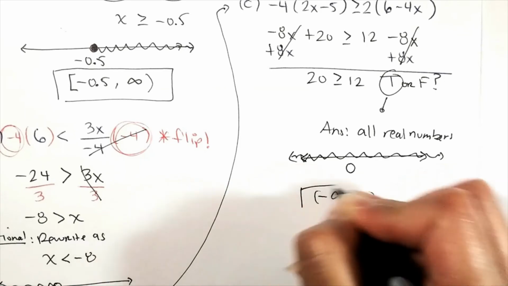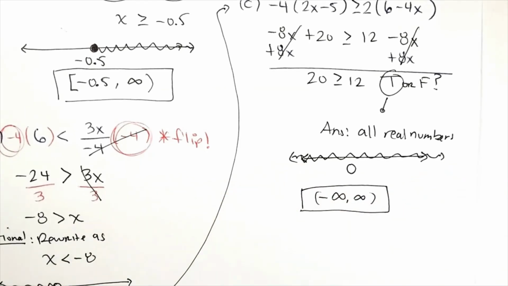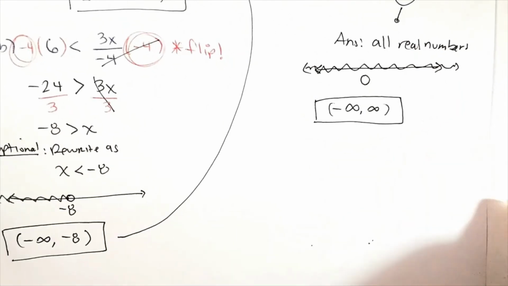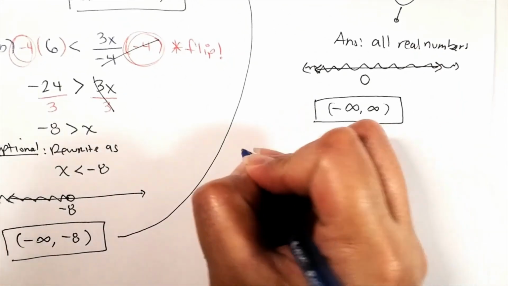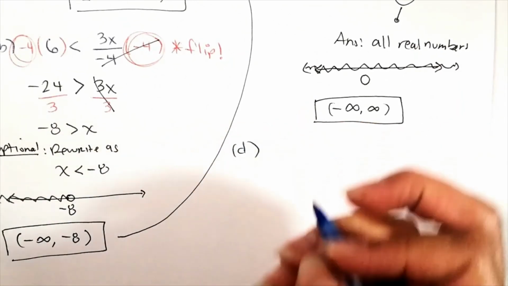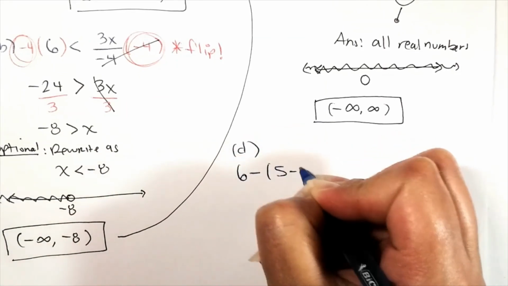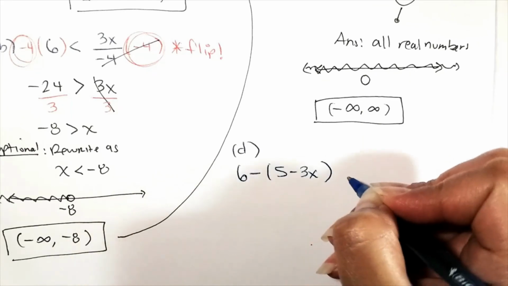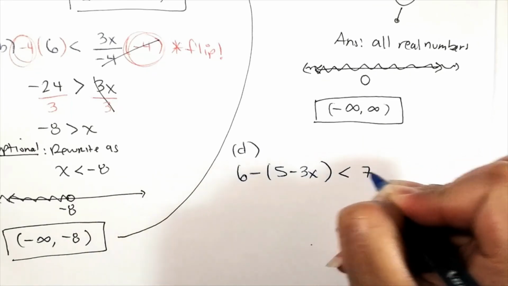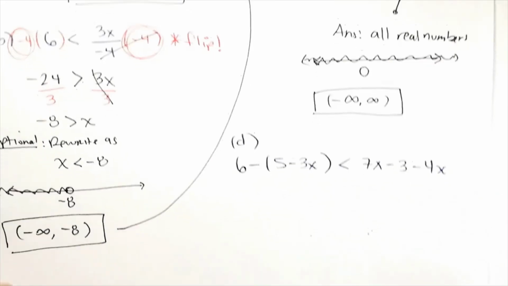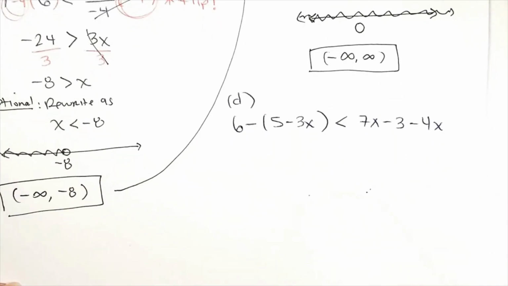Cool. So I told you that we were going to do 4 problems. This is our 3rd problem. Let's go ahead and knock out our 4th and final problem because we need to go. Problem D. We have 6 minus open parenthesis 5 minus 3x close parenthesis is less than 7x minus 3 minus 4x. Fantastic. So let's go ahead and clean this up.